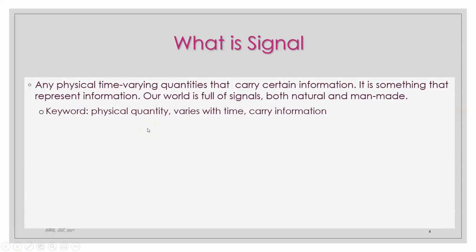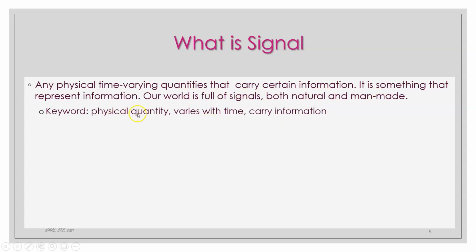All right, now what is actually a signal? If you think logically, we cannot see any signals using our own eyes. But we can see the analysis of the signals. Basically, it is any physical time varying quantities that carry certain information. Okay, it has to carry the information. It is something that represents information, and our world is full of signals, both natural and man-made.